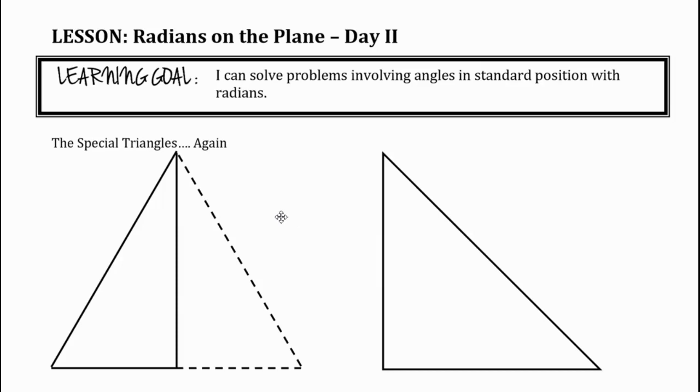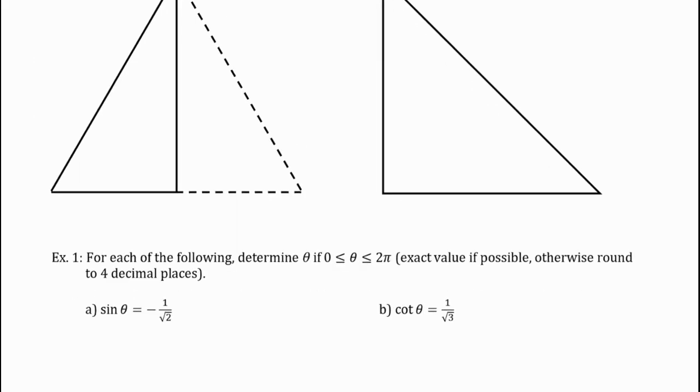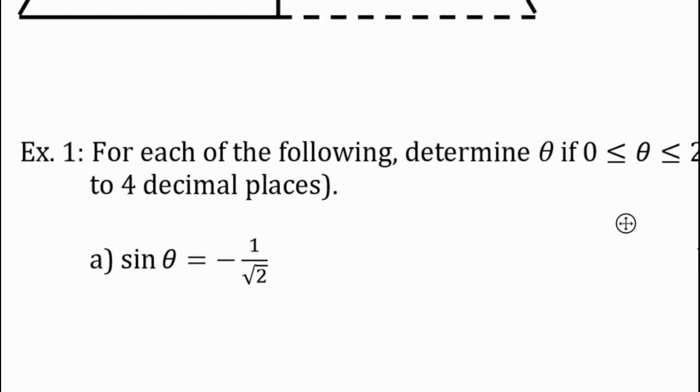Day 2 of the special triangles and angles in standard position. Yesterday, you were given the angle and asked to find the ratio. So the questions were like sine of 4 pi by 3. And the questions today are sine theta equals, and you have to find theta. So you're finding the angle.